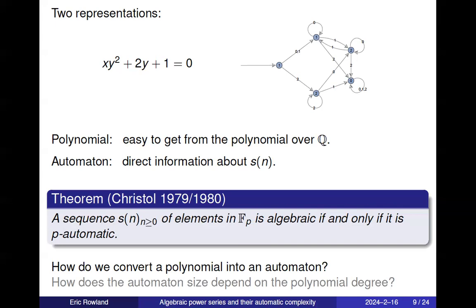And a natural question is, how do the sizes of these two representations depend on each other? So the automaton has a size measured in the number of states. So this automaton has 5 states. This polynomial also has a size: it has degree 2 in y and degree 1 in x. And so in this talk, we're going to be interested in starting with a polynomial of a certain size. How big is the automaton for the same sequence? The other direction, I don't think there's been much work on, going from the automaton to a polynomial.